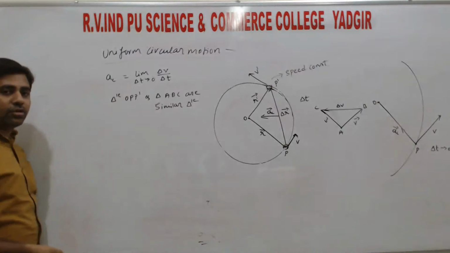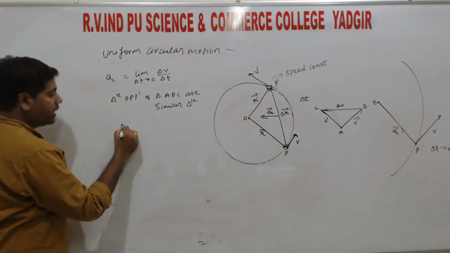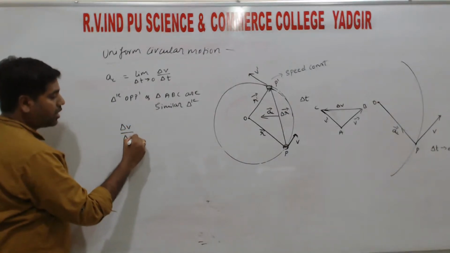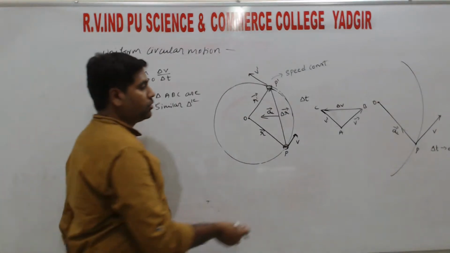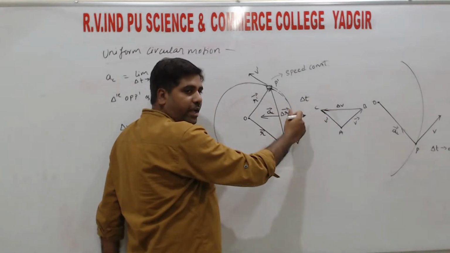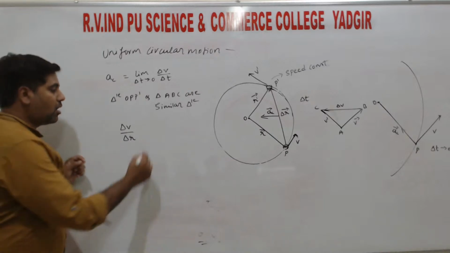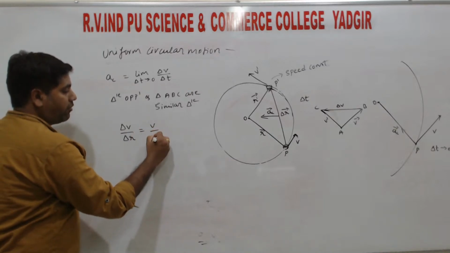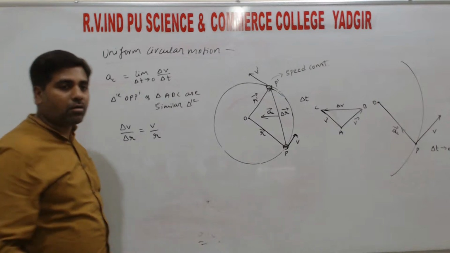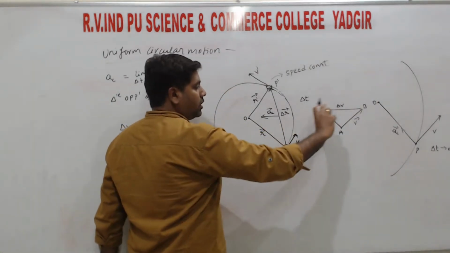We can take the ratios of the sides of a triangle, right? So taking the ratio, delta v divided by delta r. This one is the change in velocity, and this is the change in displacement. Since the two are equal, we can take the ratio delta v by delta r equals v divided by r. We can represent either the AB side or the AC side.